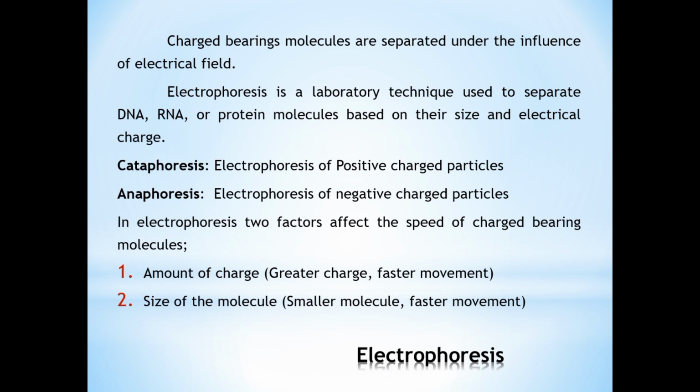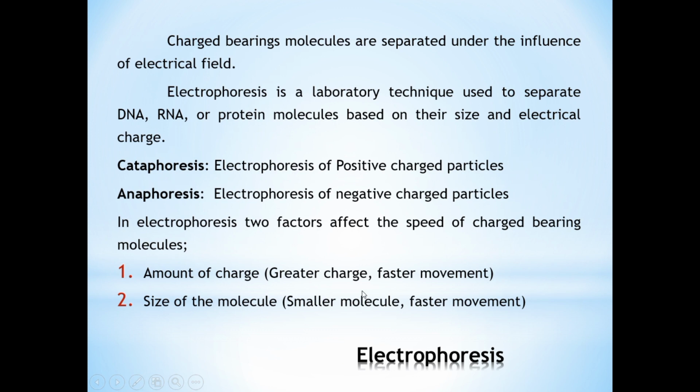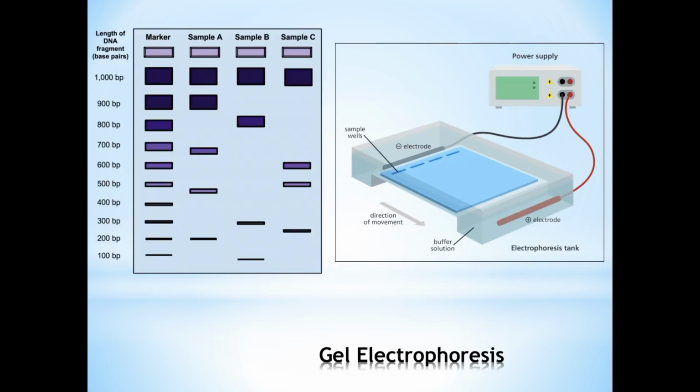In electrophoresis, two factors are very important. The amount of charge: the greater the charge, the faster the movement; the smaller the charge, the slower the movement. And the size of the molecule: smaller molecules will move faster, while larger molecules will move slowly. So it depends upon these two factors in electrophoresis, the amount of charge as well as the size of the molecule.